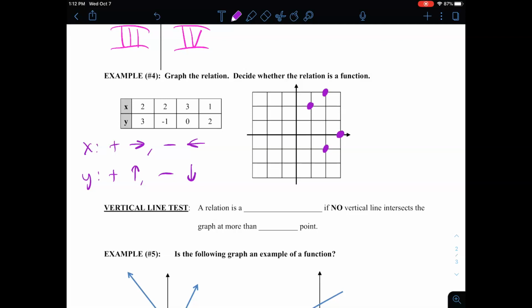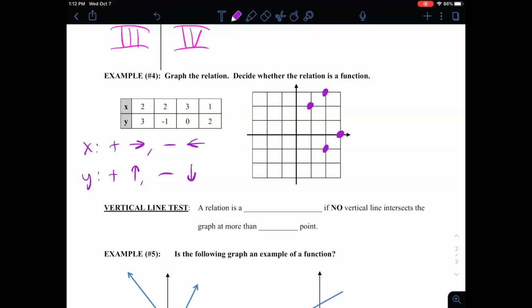Okay, now here's a trick. When you have a graph, you can tell instead of looking at the actual table. Do you guys think this is a function from the table? Yes or no? What do you guys think? This one's not going to be a function because we have 2 goes to 3 and 2 goes to negative 1, and that's a problem. We can't have repeating inputs going to different outputs.